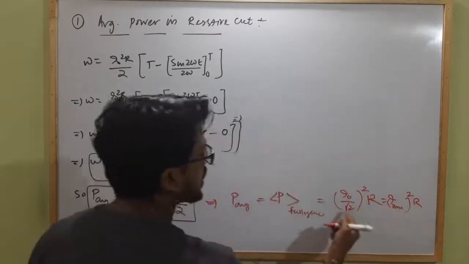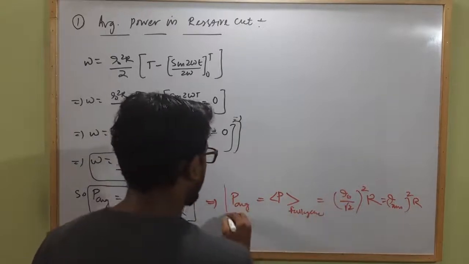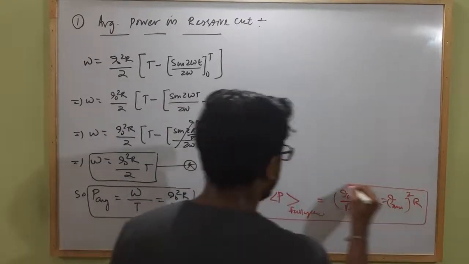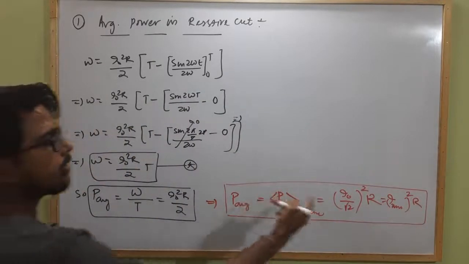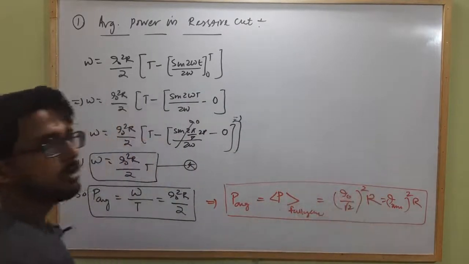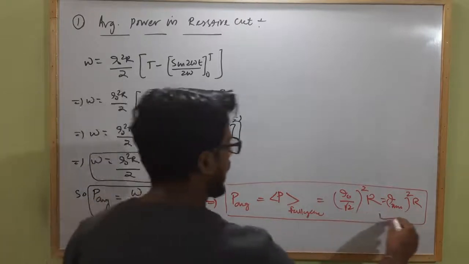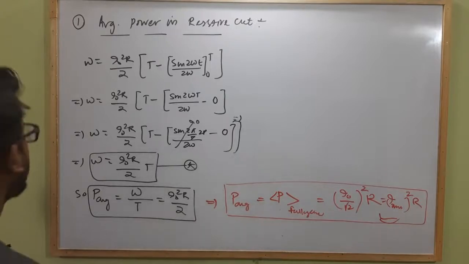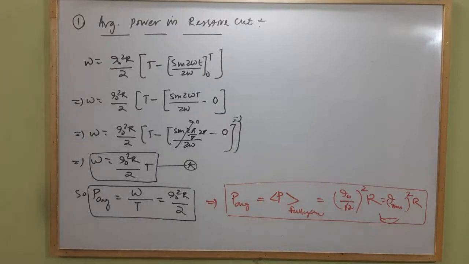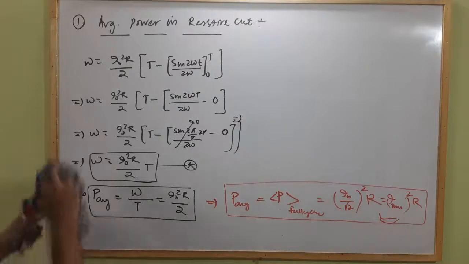I naught by root 2 is what? I RMS. So the power average of a resistive circuit in a complete cycle is I RMS square into R, or I naught by root 2 whole square into R. So this is the value of what? Power average in a resistive circuit over a complete cycle of AC. Clear?